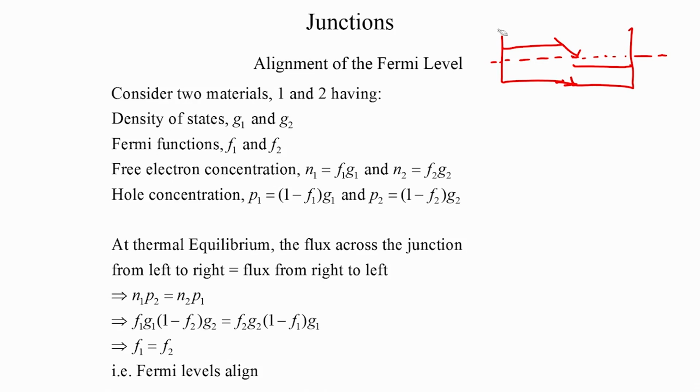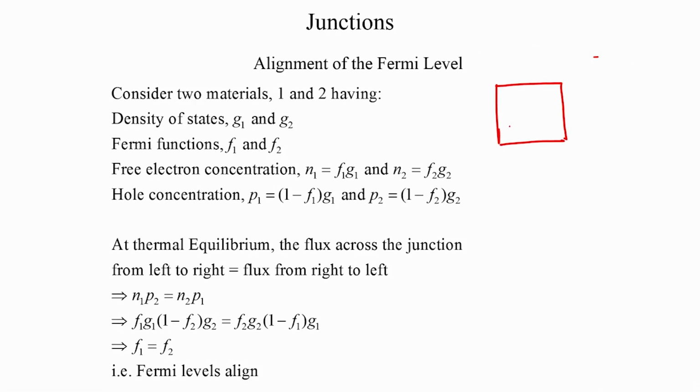But now let us try to mathematically prove this, the alignment of the Fermi level. Let us take two different materials. Let us say there is material 1 and material 2, and material 1 has some density of states given by G1, and material 2 has a density of states given by G2, and depending upon the location of the Fermi level.